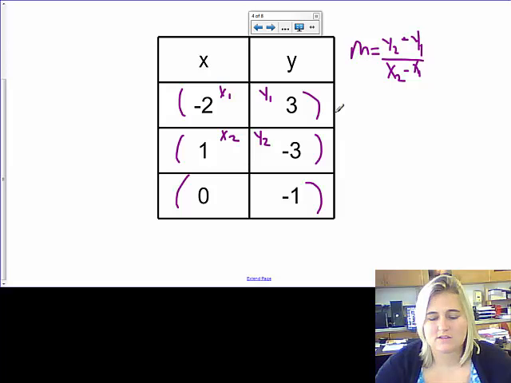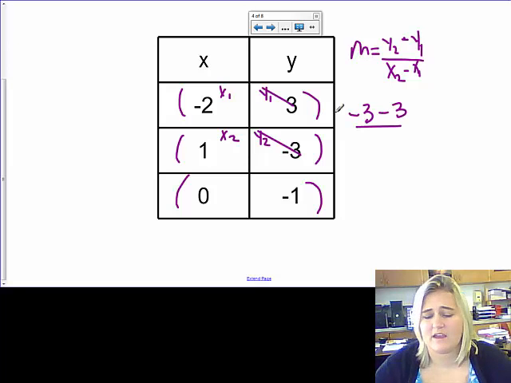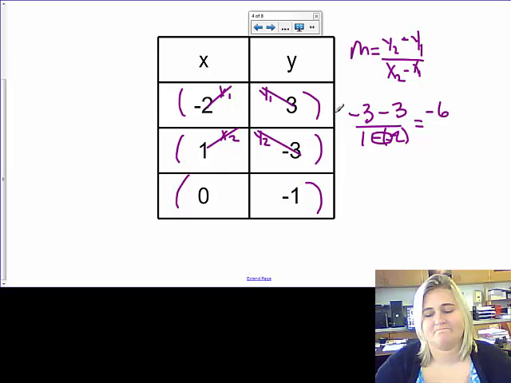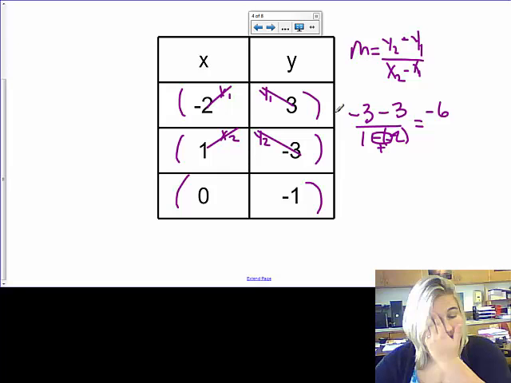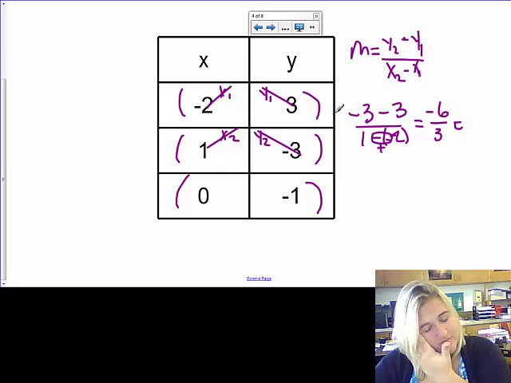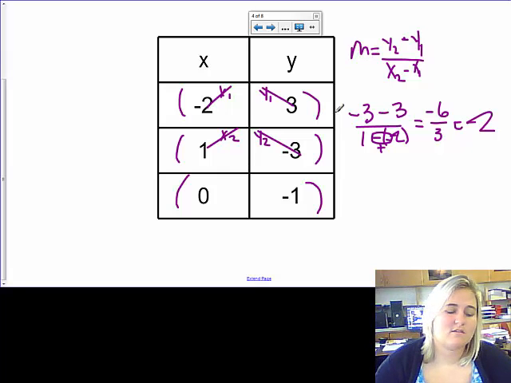Okay? So, instead of y sub 2, I'm going to put in negative 3 minus y sub 1, which is a positive 3, over x sub 2, which is 1, minus x sub 1, which is negative 2. So whenever I do this, on top I have negative 3 minus 3 gives me a negative 6, and then minus a negative 2 gives me a positive here, so I have 1 plus 2, which gives me 3, and a slope equal to negative 2. Final answer.